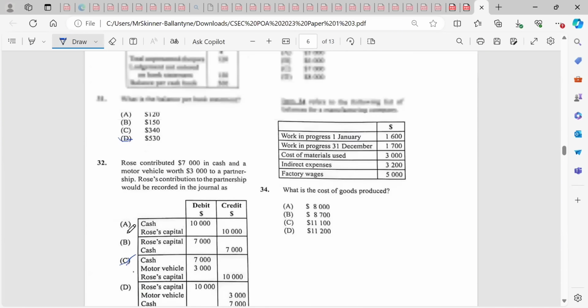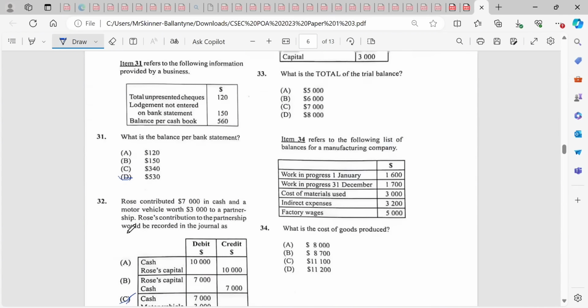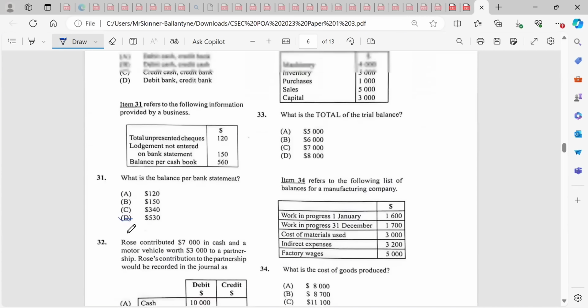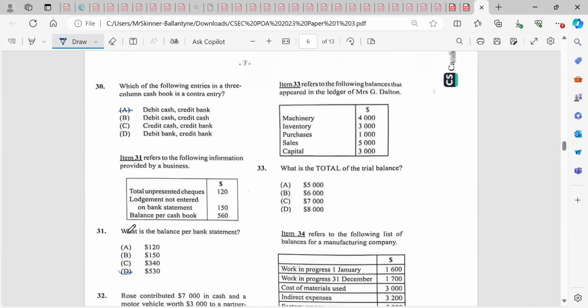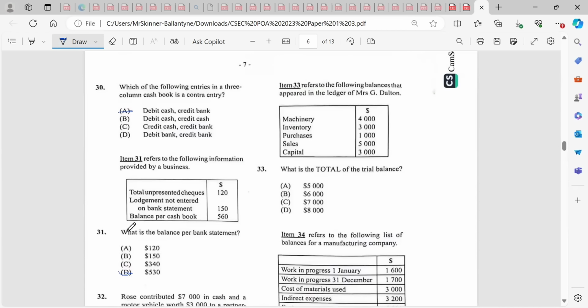Go to number 33. I'm seeing somebody on the live saying maths paper 1 and 2 leak. I have yet to see the paper. They keep saying that, but until I see the paper, nothing leaked.